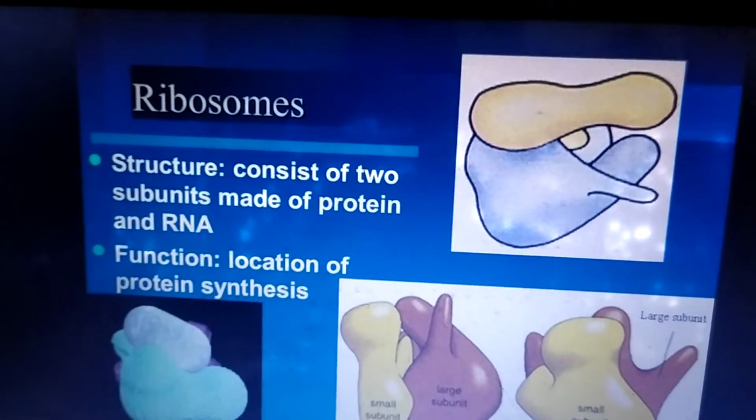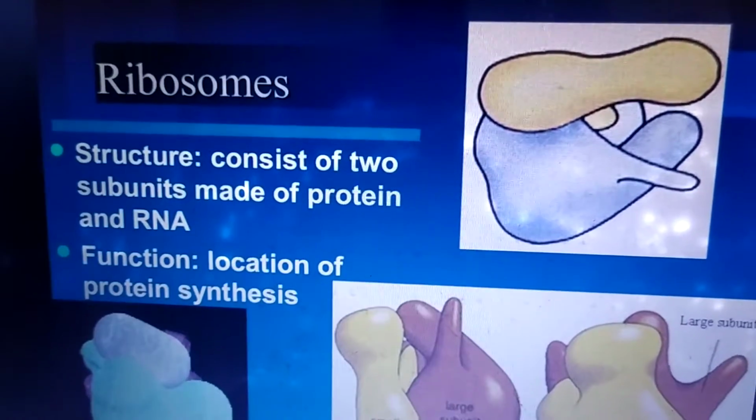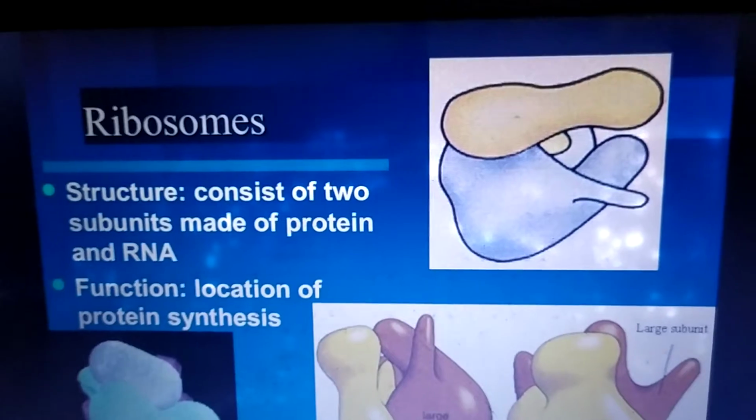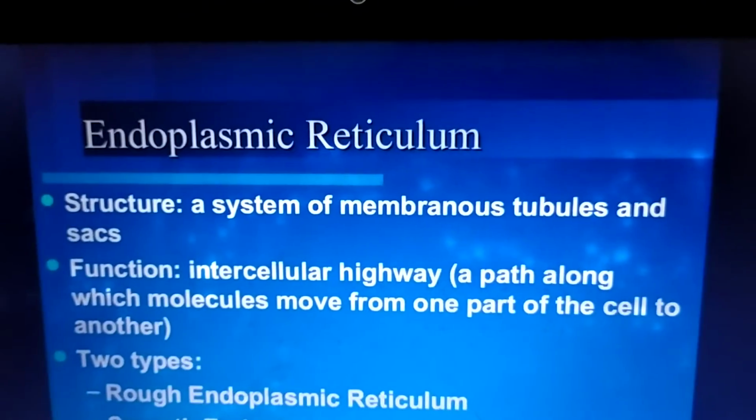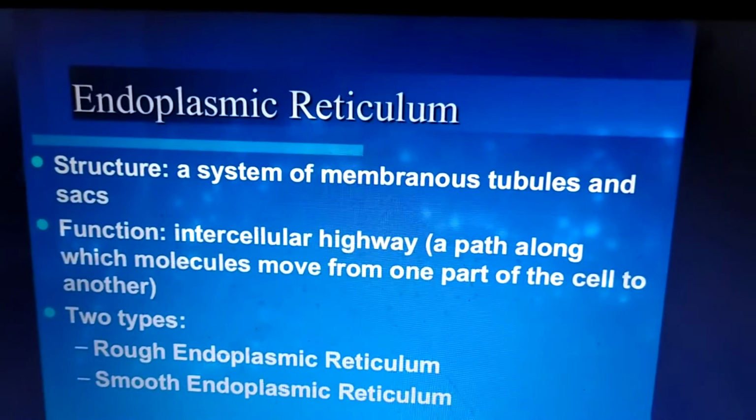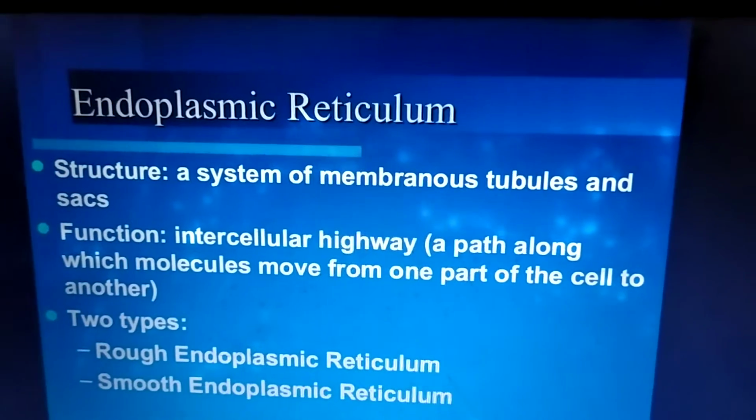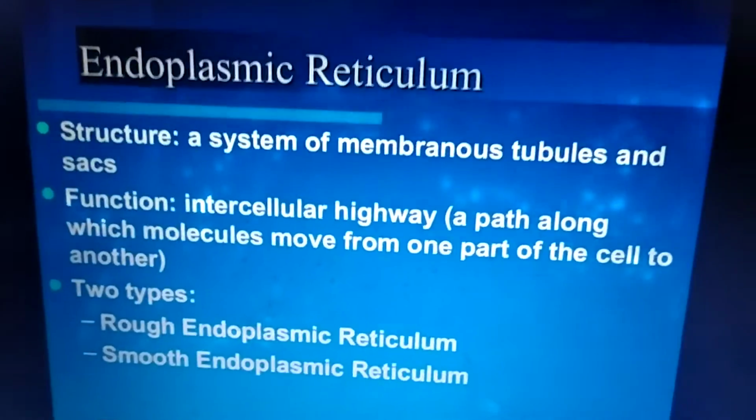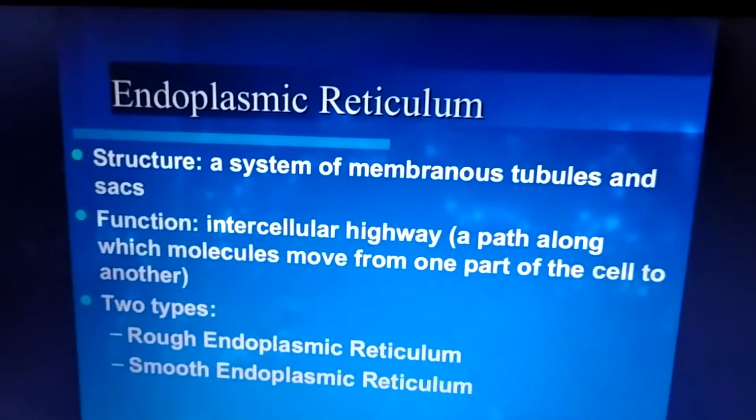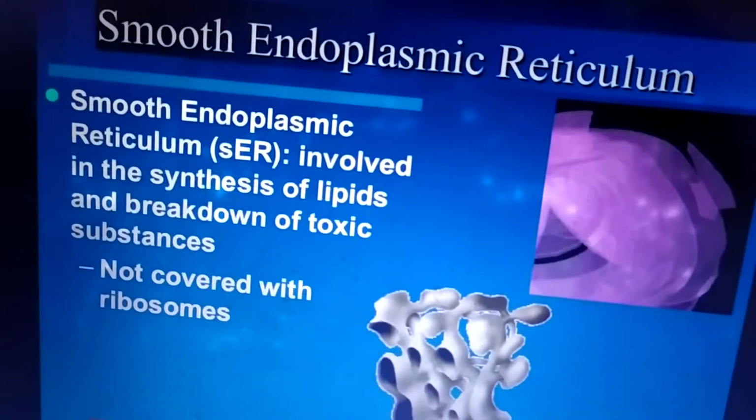Ribosomes: basically their main function is protein synthesis. Like we want protein, the cell also wants protein, so ribosomes help in the synthesis of protein. Endoplasmic reticulum, what is its function? It is a path by which molecules move from one part to another. You can call it a passageway which allows ribosomes to enter another thing.